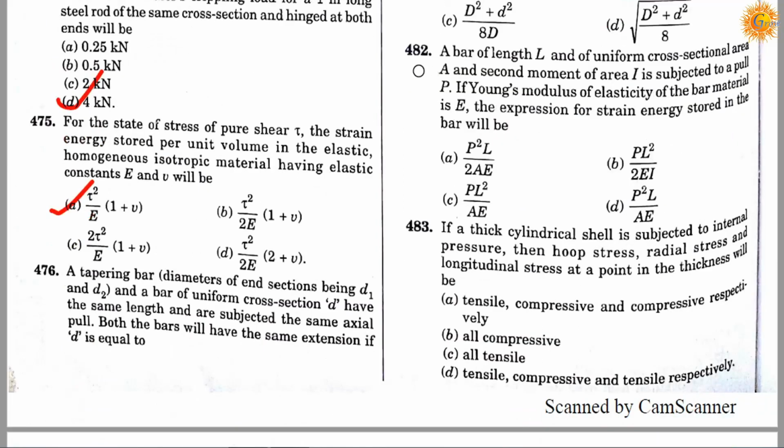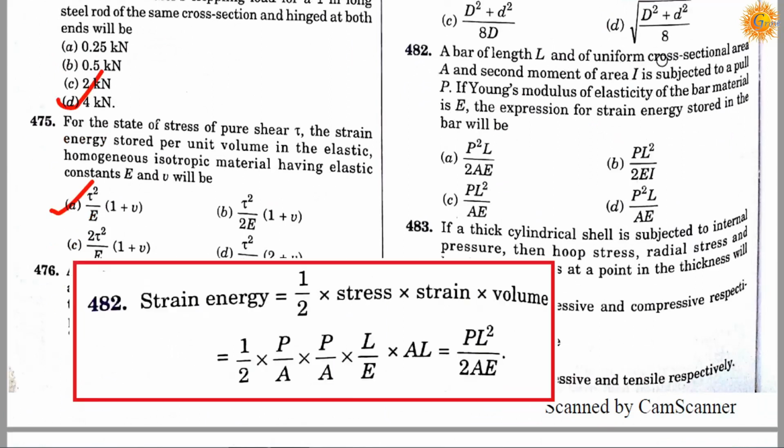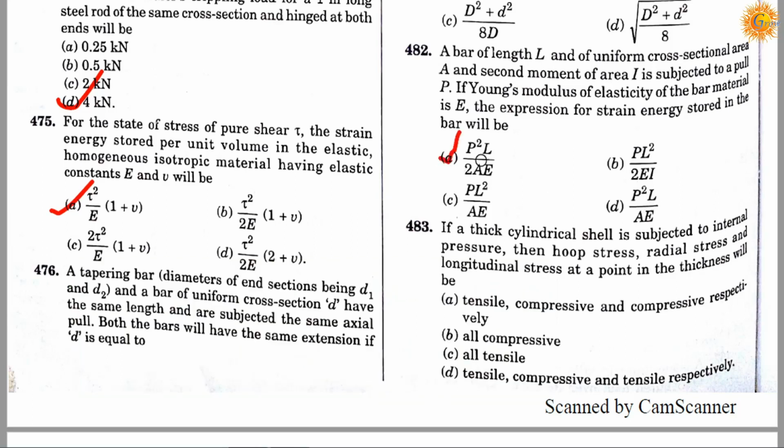Question number 482. A bar of length L and of uniform cross sectional area capital A and second moment of inertia I is subjected to a pull P. If Young's modulus of elasticity of the bar material is capital E, the expression for strain energy stored in the bar will be: option A P²L/2EI, option B PL²/2EI, option C PL²/AE, option D P²L/AE. Correct answer is A. It will be P²L/2AE.